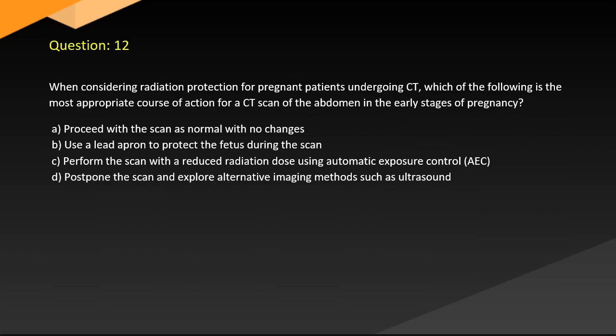Question 12. When considering radiation protection for pregnant patients undergoing CT, which of the following is the most appropriate course of action for a CT of the abdomen in the early stages of pregnancy? A. Proceed with the scan as normal, with no changes. B. Use a lead apron to protect the fetus during the scan. C. Perform the scan with a reduced radiation dose using automatic exposure control. D. Postpone the scan and explore alternative imaging methods such as ultrasound.